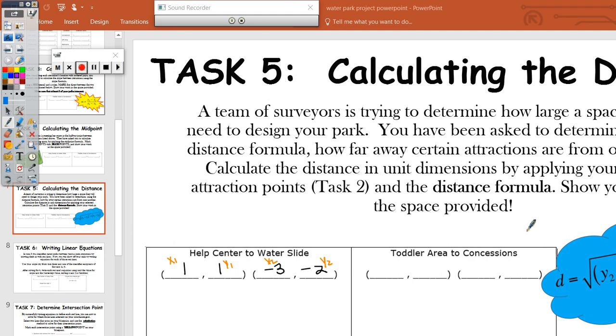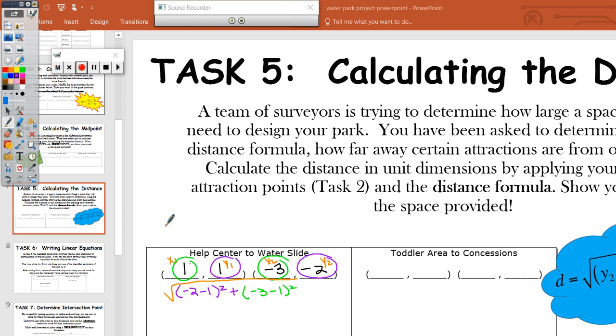But what we're going to do is subtract our y values and square them. So we have -2 minus 1. So these are my y values. -2 minus 1 squared. And then I'm going to take my x values and subtract them. So -3 minus 1 squared. And all of that is underneath my square root.